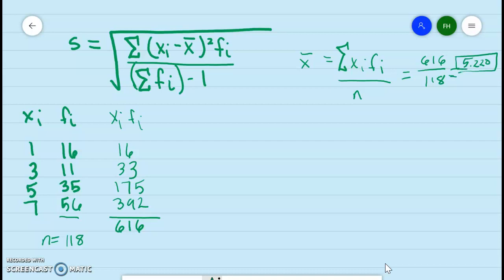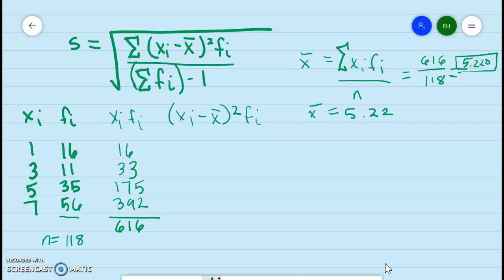I think the question wasn't about the mean. It was actually about the standard deviation, which we're going to get to. So to do the standard deviation, the first thing you want to do is take each of your x values and subtract the mean, and then you want to square it, and you want to times it by the frequency.